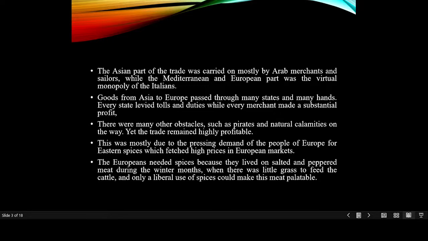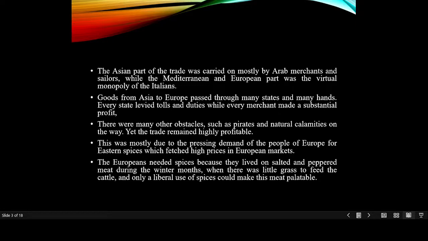Okay, so the Asian part of the trade was carried on mostly by the Arab merchants and the sailors, while the Mediterranean and the European part was the virtual monopoly of the Italians. So, when you take the case of the indigenous traders, even in the East Indies, we too had a few indigenous traders, particularly the best among them were the Arabs.